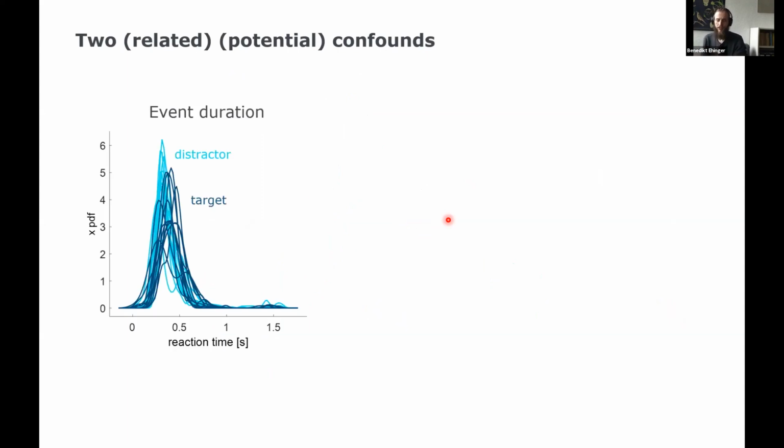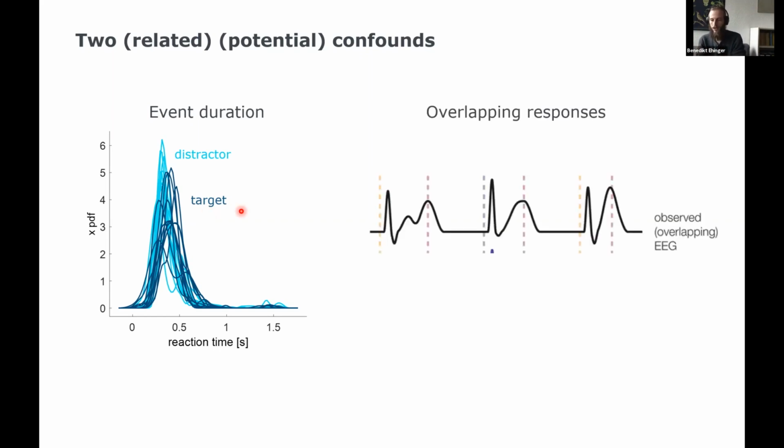So in this talk, I want to raise two points, and maybe they are related, and maybe they are potential confounds. The one is that the event duration, the duration from the stimulus onset until we press a button, is different between two conditions. It varies, as you can see here, reaction time varies, and it's also different between distractor and target. Similar to what Cameron was talking about before, this can directly influence the shape of our response.